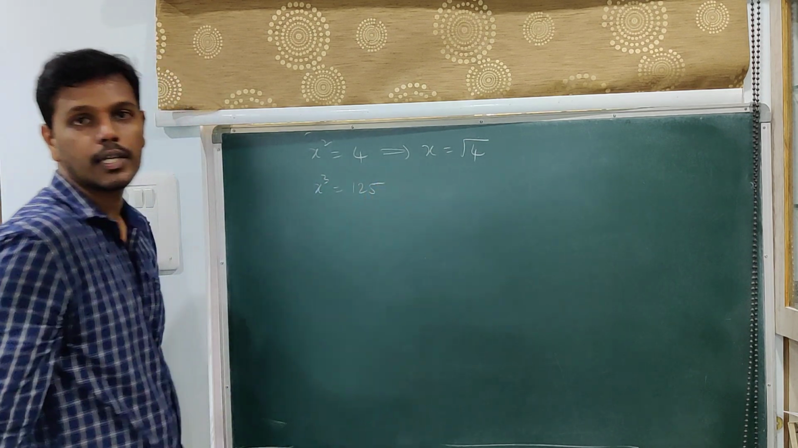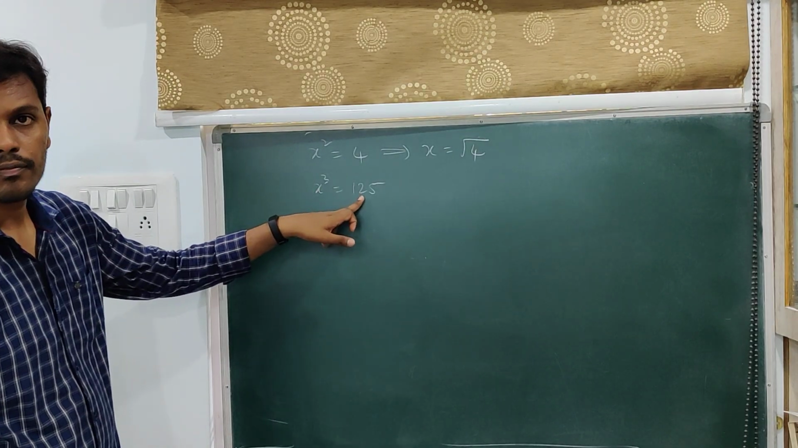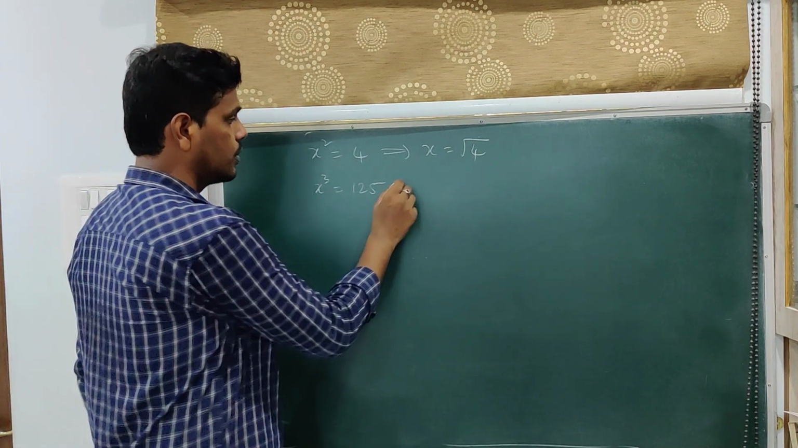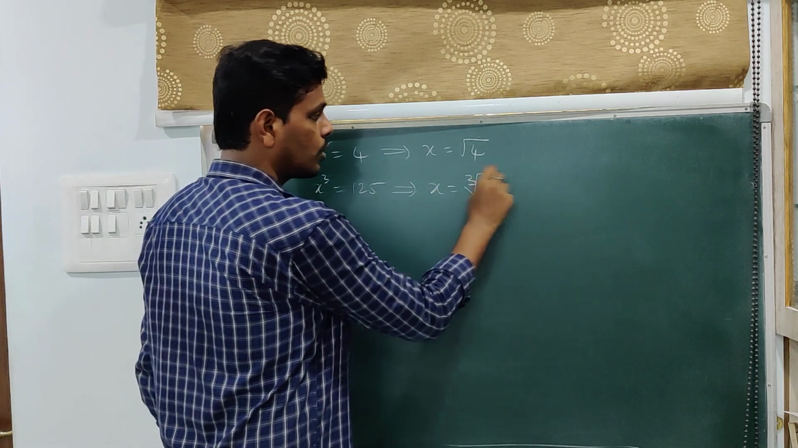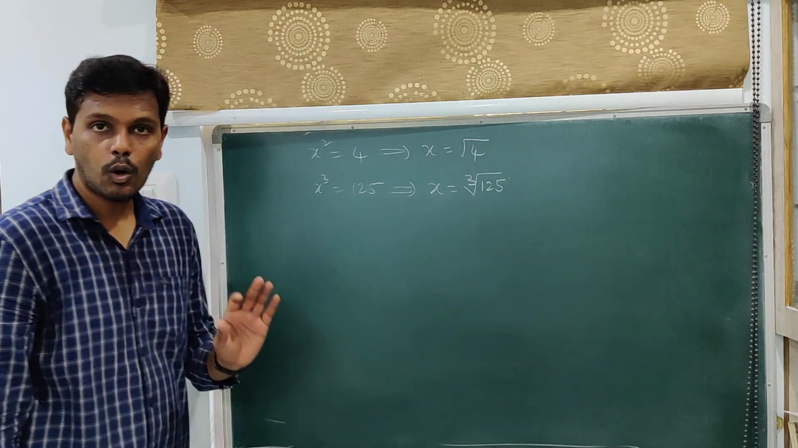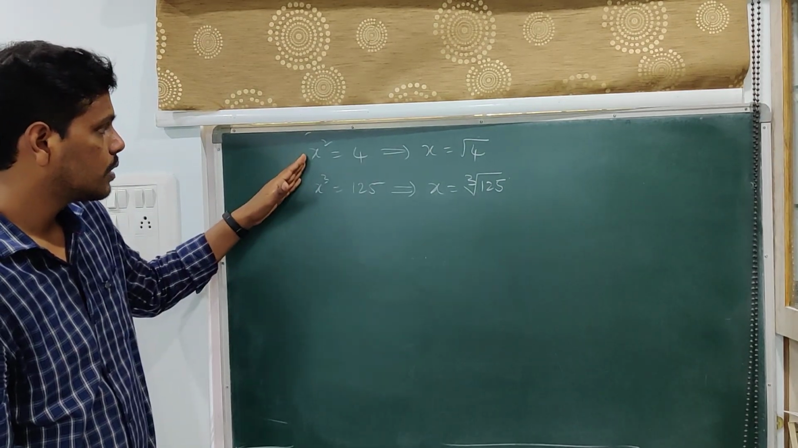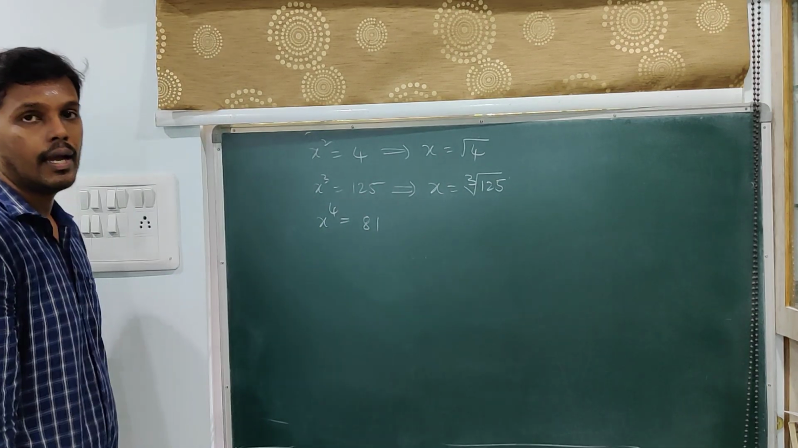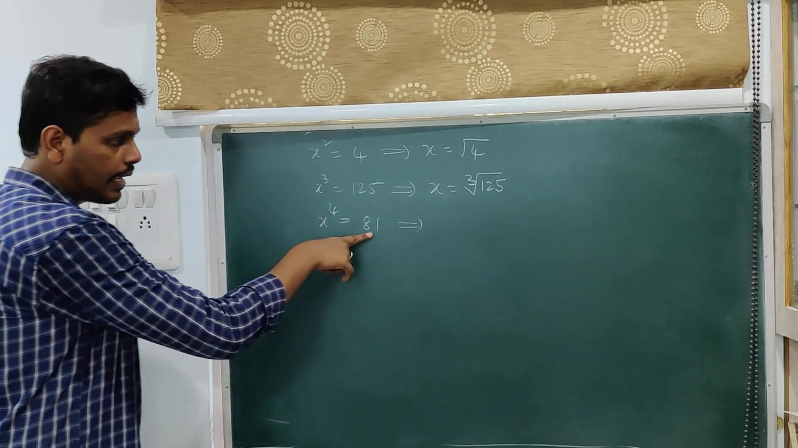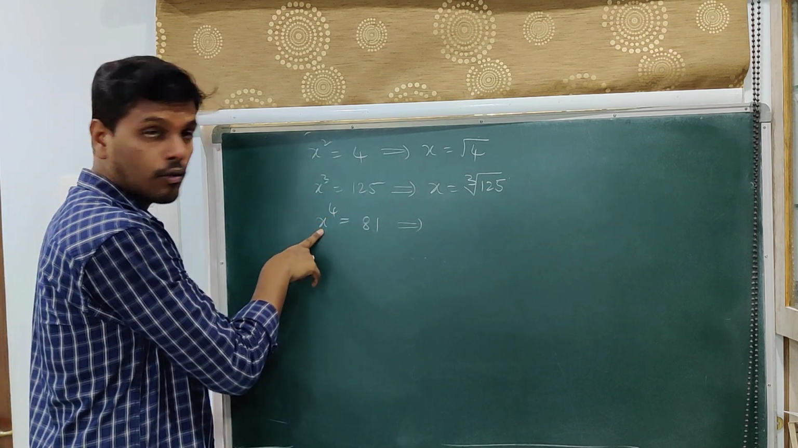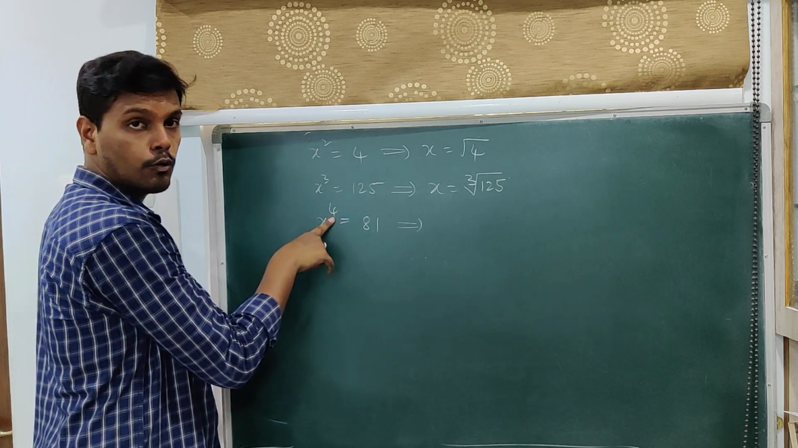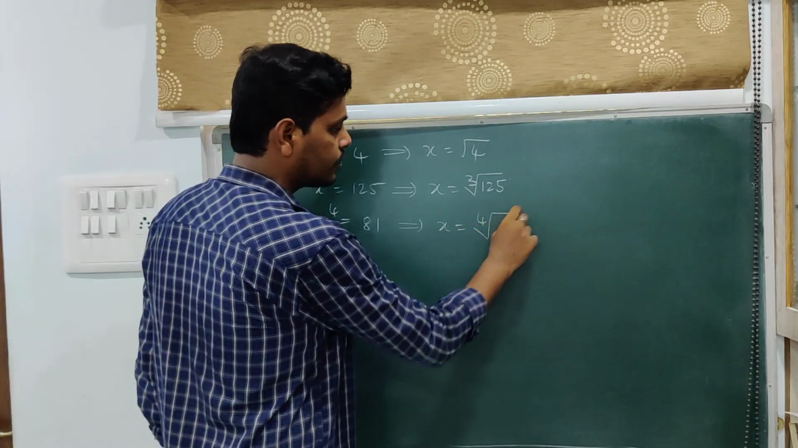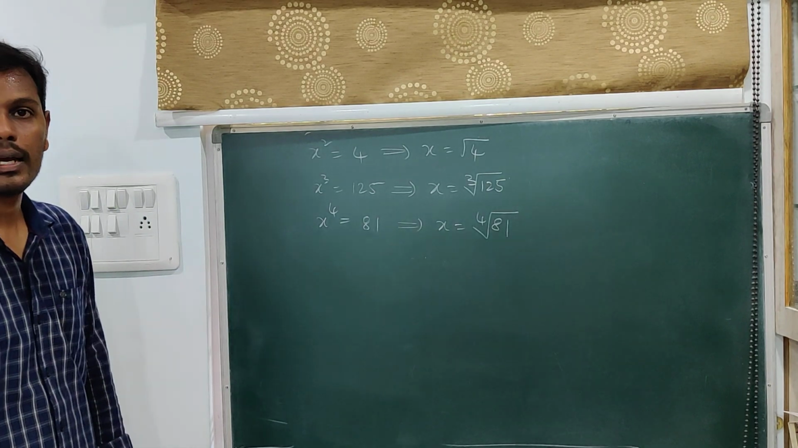Let me also take some more equations. x cube is equal to 125. Now here 125 is called the cube of x and x is called the cube root of 125, and we write that symbolically as x is equal to cube root 125. On similar lines, if I take the equation x power 4 is equal to 81, now I can say that 81 is the fourth power of x, or x is the fourth root of 81, and we can write that symbolically as x is equal to fourth root 81.